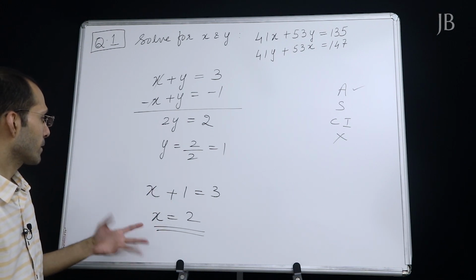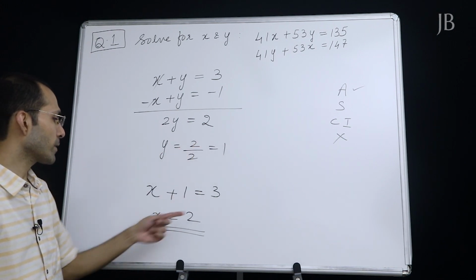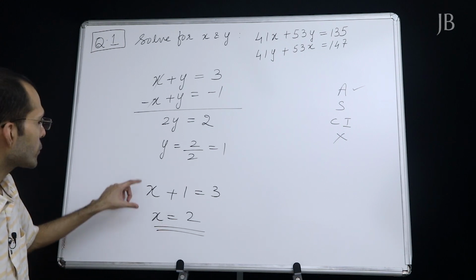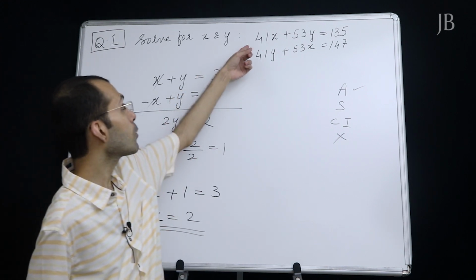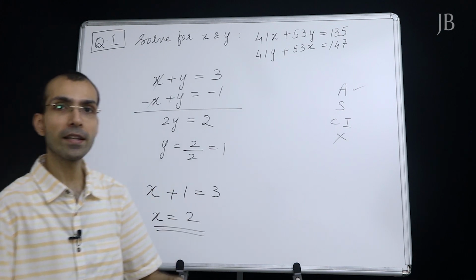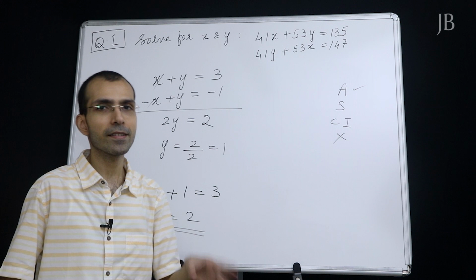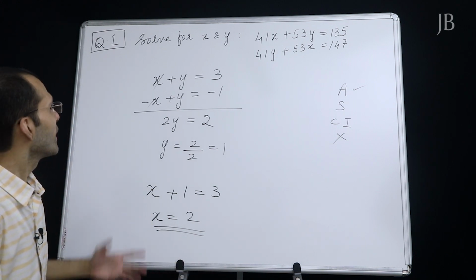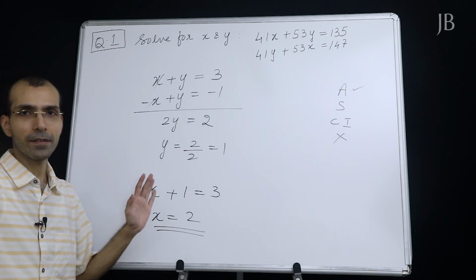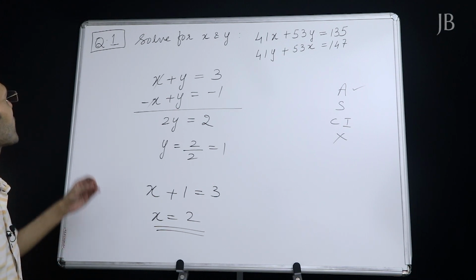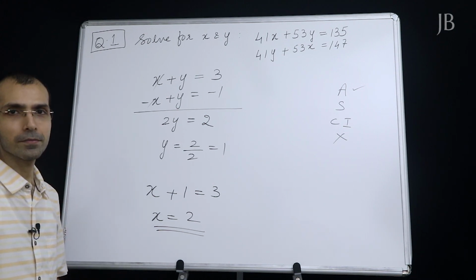So this is done. We found the value of y as 1, x is 2. If you wish, you can put these values in both the original equations. You will realize that these values satisfy both the equations at the same time. Okay, and our answers are fine. This completes your question 1.